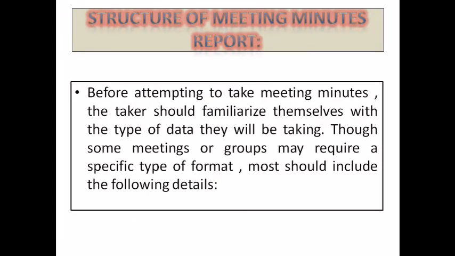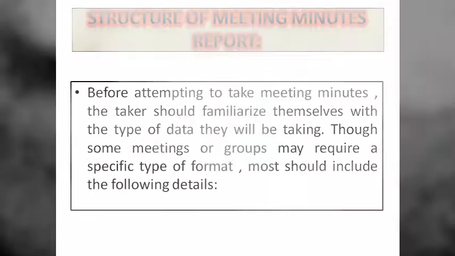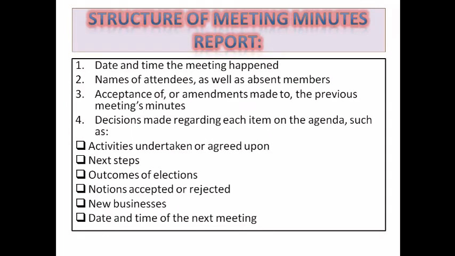Before attempting to take meeting minutes, the taker should familiarize themselves with the type of data they will be taking, though some meetings or groups may require a specific type of format. Most should include the following details: date and time the meeting happened, names of attendees as well as the absent members, acceptance or amendments made to the previous meeting's minutes, decisions made regarding each item on the agenda, such as activities undertaken or agreed upon, next steps, outcomes of elections, notions accepted or rejected, new businesses, date and time of the next meeting.